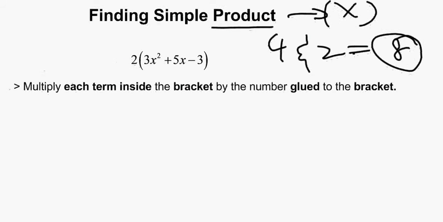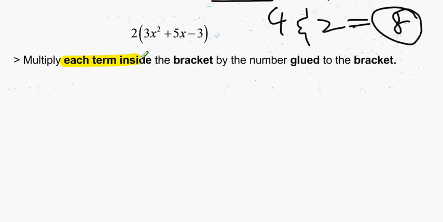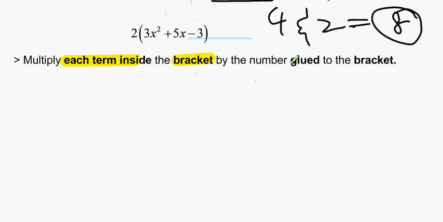Let's have a look. It says multiply each term inside the bracket. Remember, terms are separated by plus and minus signs, and they're inside the bracket, with a number glued, meaning multiplied, to the bracket. So let's have a look.